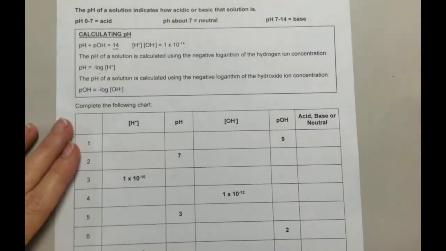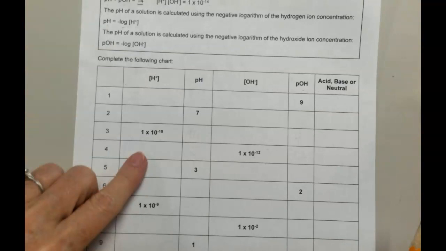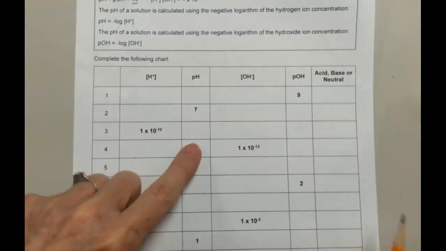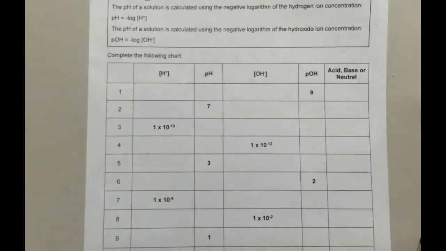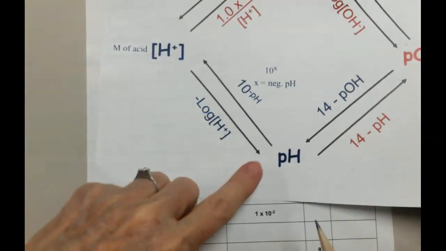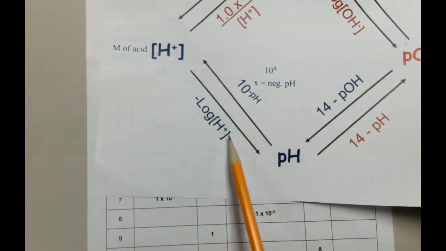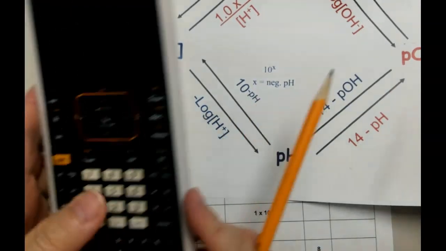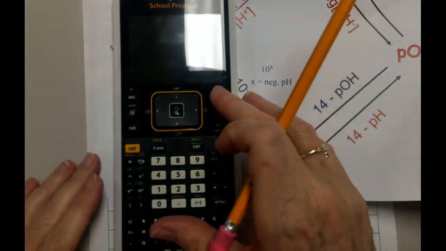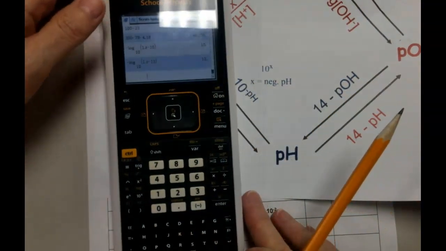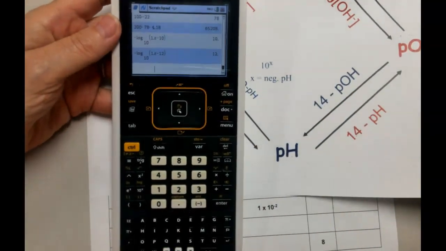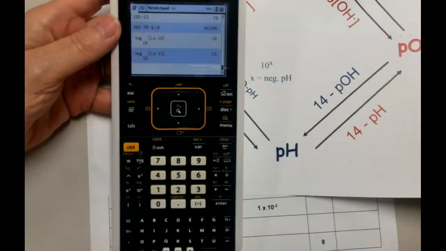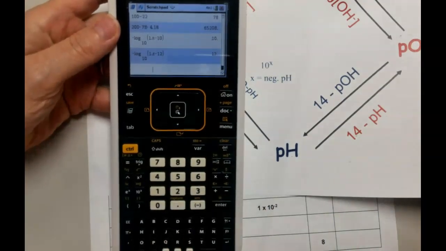So let's look at these calculations. First, we're going to look at hydrogen concentration to pH. Hydrogen concentration to pH says I'm going to take the negative log of the hydrogen concentration. And when you're doing that, let's grab a calculator. Okay. So right there, we're going to take the negative log of our hydrogen concentration.